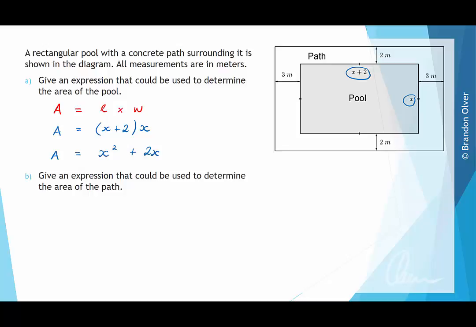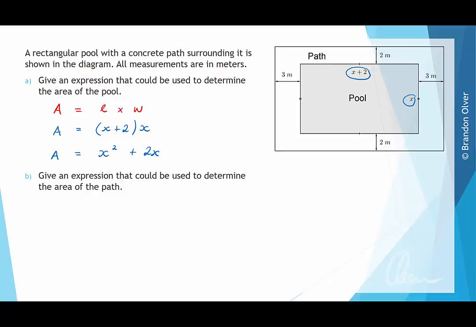For part B, we want to give an expression that could be used to determine the area of the path. So the path is all the white area enclosed around the pool. So what we can do is get the area of the larger rectangle and then subtract away the area of the pool, and that remaining area will be that of the path.